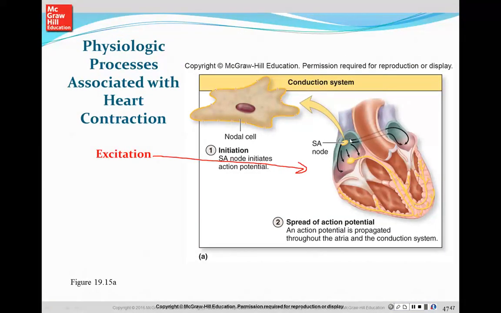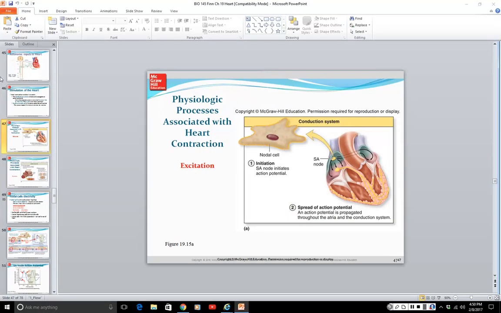But if the SA node has to be replaced, what we really do is come from the outside of the body, and we put special wires to it, and we control it with an external pacemaker, which maybe some of you may know someone that has that. All right, so we're going to move on here.